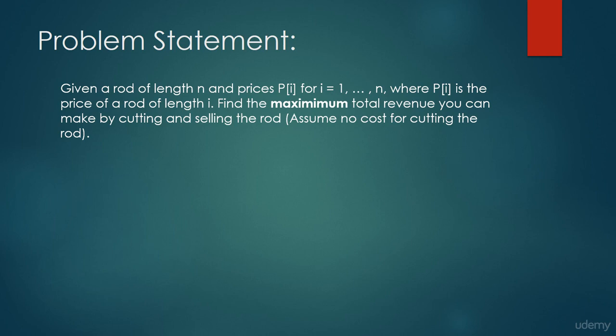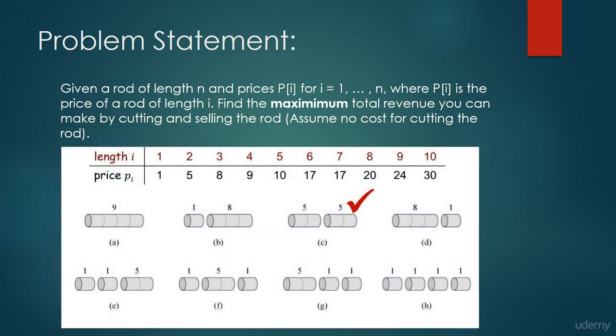So what does that really mean? We basically have different lengths of rods corresponding to different prices. For example, if I sell a rod of length 1, its price might be $1. If I sell a rod of length 2, then its price would be 5. If I sell a rod of length 3, its price would be 8, and so on. And then let's say I have a rod of length 9. How can I cut it and make the most money off it using this?